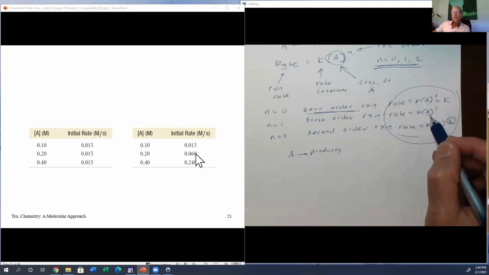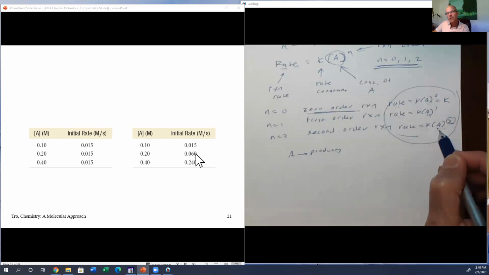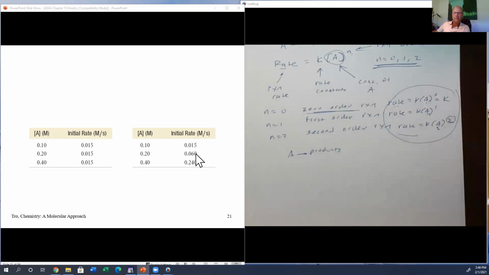First order, you double the concentration, you double the rate. You quadruple the concentration, you quadruple the rate. Second order, double the concentration, quadruple the rate. Quadruple the concentration, the rate goes up by 16, right? 4 squared. Okay, because it goes up by whatever you increased it, squared.